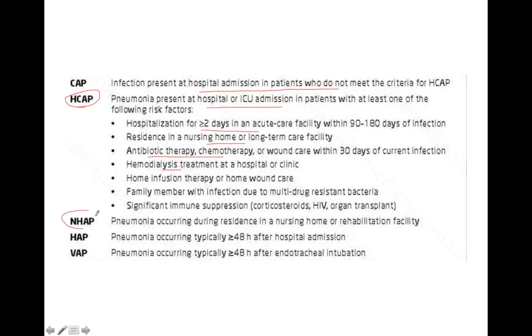Nursing home associated pneumonia, hospital acquired pneumonia, ventilator associated pneumonia. All of these have the same criteria, occurring typically 48 hours after a hospital admission. This is hospital acquired pneumonia. Nursing home acquired pneumonia is during residence in a nursing home. Ventilator associated pneumonia: the patient comes with acute respiratory failure, so we intubate the patient.